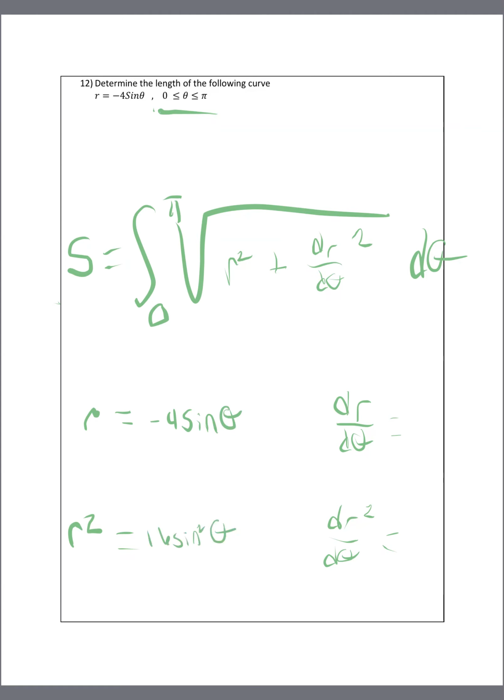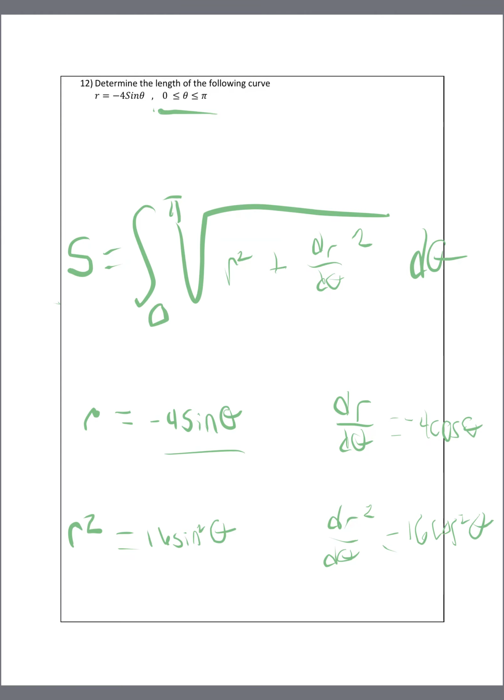What's dr/d theta? Just take the derivative of this. You end up getting -4 cosine of theta. And what's (dr/d theta) squared? It's simply 16 cosine squared of theta. Not too bad so far. And this is number 12. Sorry, I just like to follow along with my work, of course.